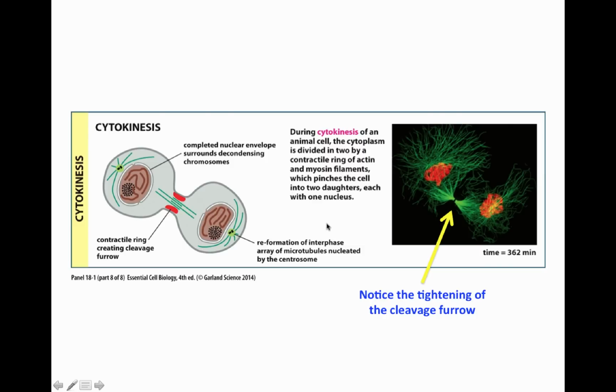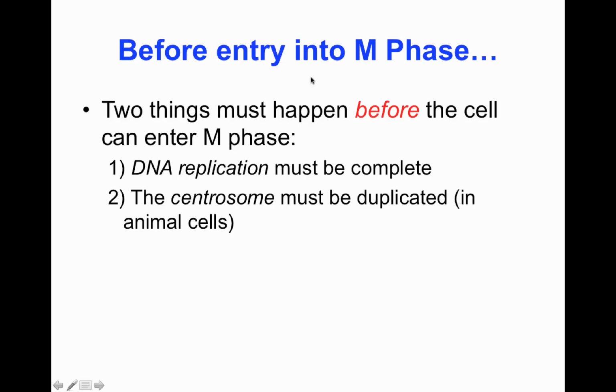So that is mitosis in a nutshell. So what I would like you to do is to be able to know and understand the difference between each of the stages of mitosis and cytokinesis. And what I'm going to do now is to show you some of the details that are interesting about the process. So now, before the cell enters into M phase, two things need to happen.